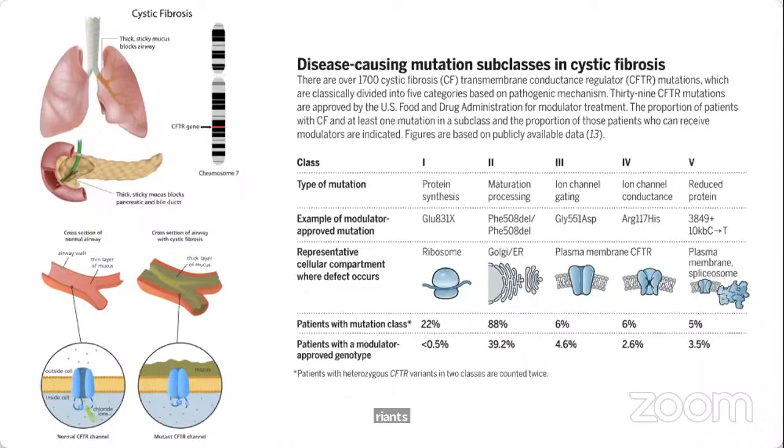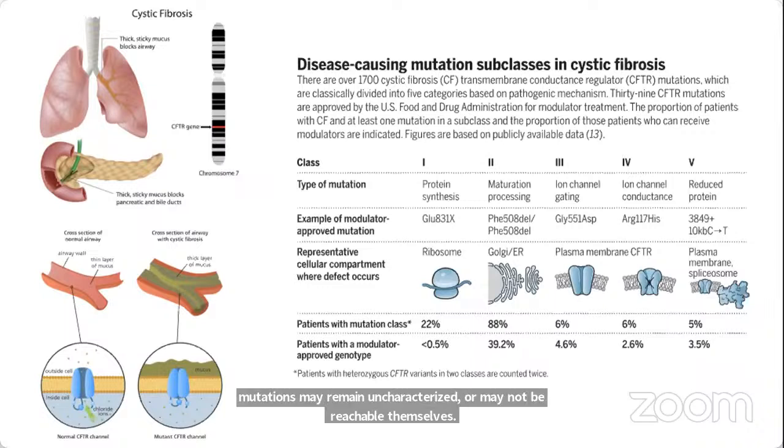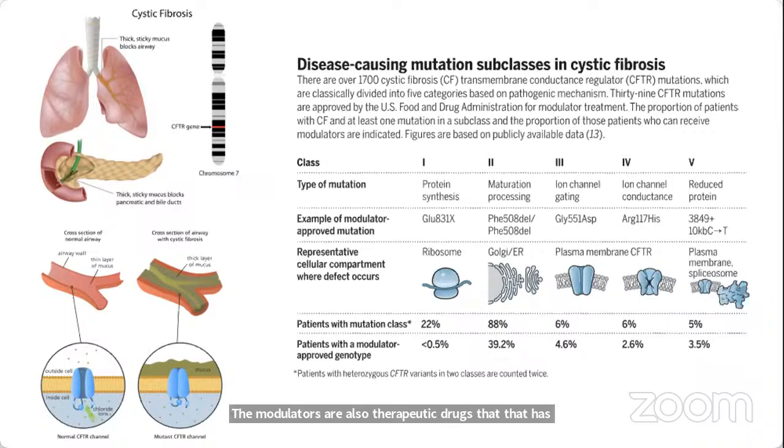That's a great question, Komal. Why only 39 mutations of CFTR are considered for modulated treatment? Why not the other 1,700 mutations? So we can only act upon those mutations for which we can successfully develop modulation. There may be several other mutations, and many of these mutations may remain uncharacterized or may not be reachable themselves. The modulators are also therapeutic drugs that have limited reachability or limited functionality. One has to use only certain target mutations of these CFTR.